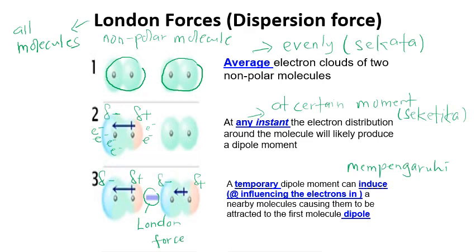Maybe at one moment later, more of the electrons are moving to the right-hand side, and then the left-hand side will become partially positive. When this side becomes partially positive, it will induce this side to become partially negative, and then here will become partially positive. That's why we say that London forces are a temporary dipole moment. It will vary depending on how the electrons are moving.